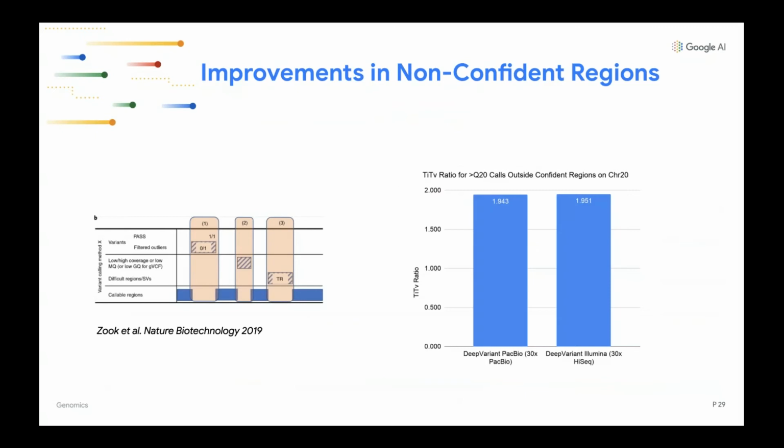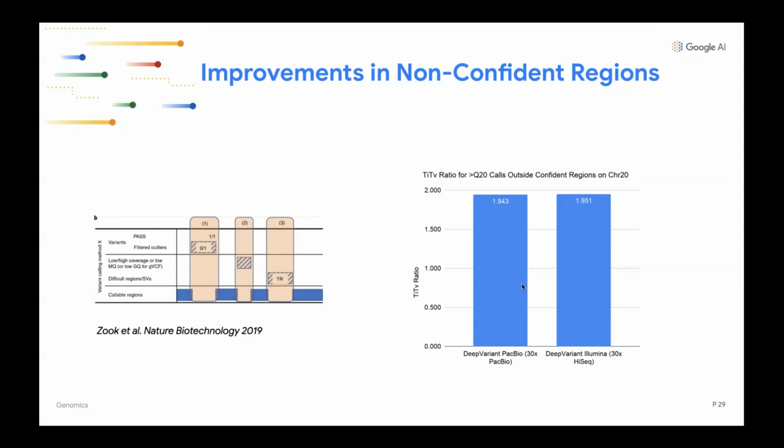Okay, so what I've shown you so far have been benchmarks on the confident regions. We took some assessment as to whether PacBio is improving calls in the non-confident regions. So as you may know, the Genome in a Bottle assesses each of these regions for callability. There's a set of regions which are determined to be difficult or non-callable. So what I've done here is I've taken the Q20 DeepVariant calls that are outside the confident region. So these are the ones where DeepVariant is relatively confident that this is a variant position.